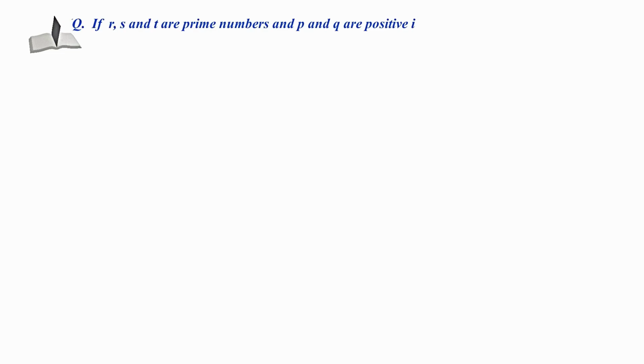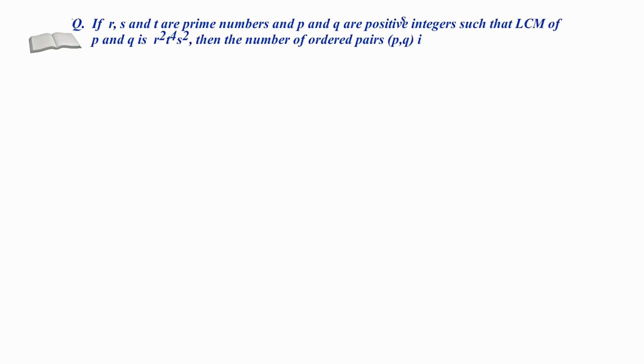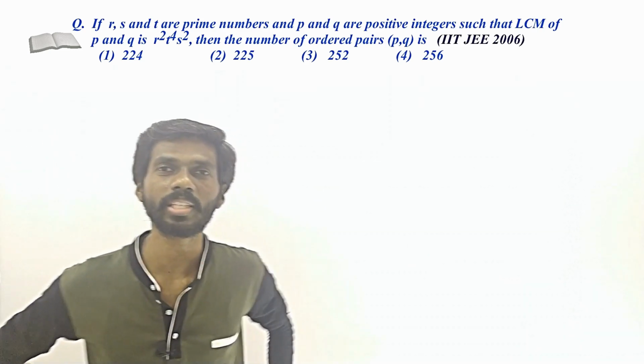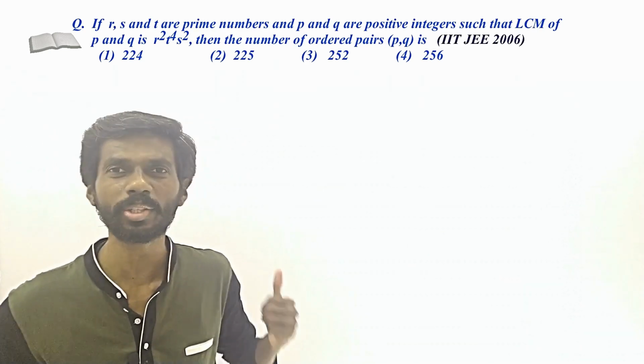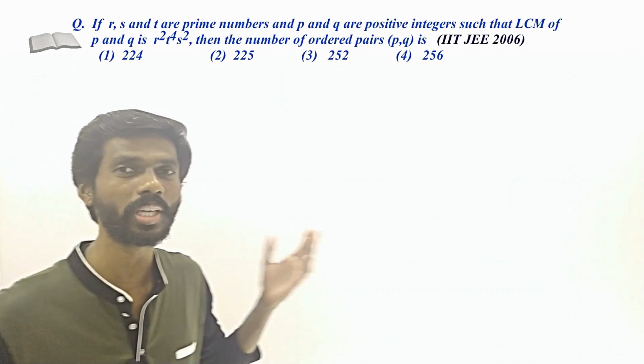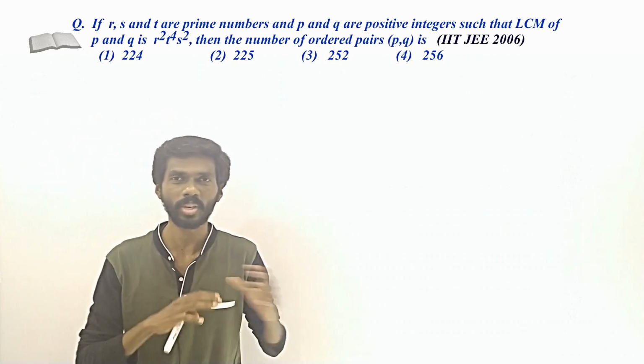If R, S and T are prime numbers and P and Q are positive integers such that the LCM of P and Q is R squared, T to the power 4, S squared, the number of ordered pairs P, Q is. This question is similar to the last question. It's even easier than the last one, as there are only two numbers and only the LCM is given, no HCF given, so there is no lower limit, only 0 is the lower limit.